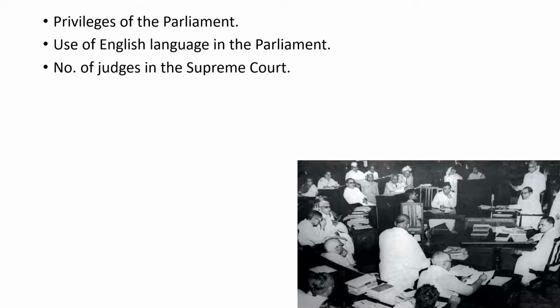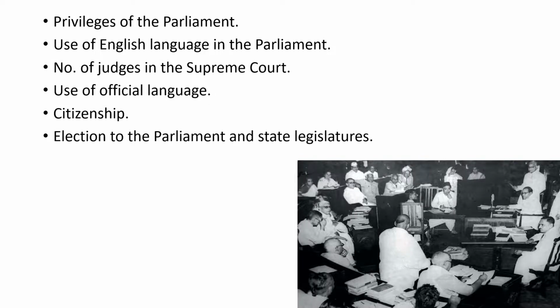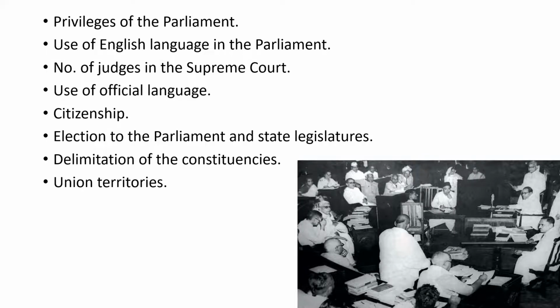in the Supreme Court of India, conferment of more jurisdiction on the Supreme Court of India, use of official language, citizenship, its acquisition and termination, election to the parliament and state legislatures, delimitation of constituencies, union territories, the fifth schedule, which deals with the administration of scheduled areas and scheduled tribes, and finally the sixth schedule, which deals with the administration of tribal areas.